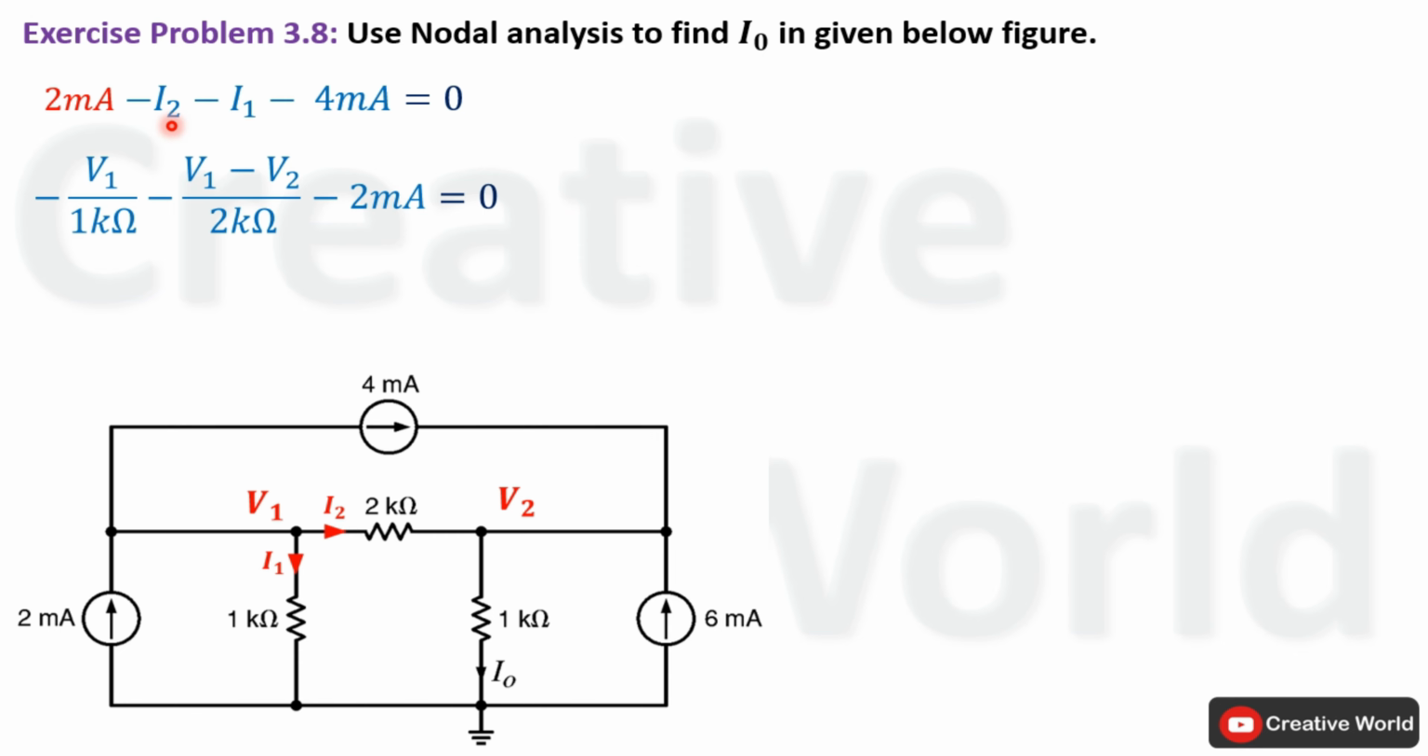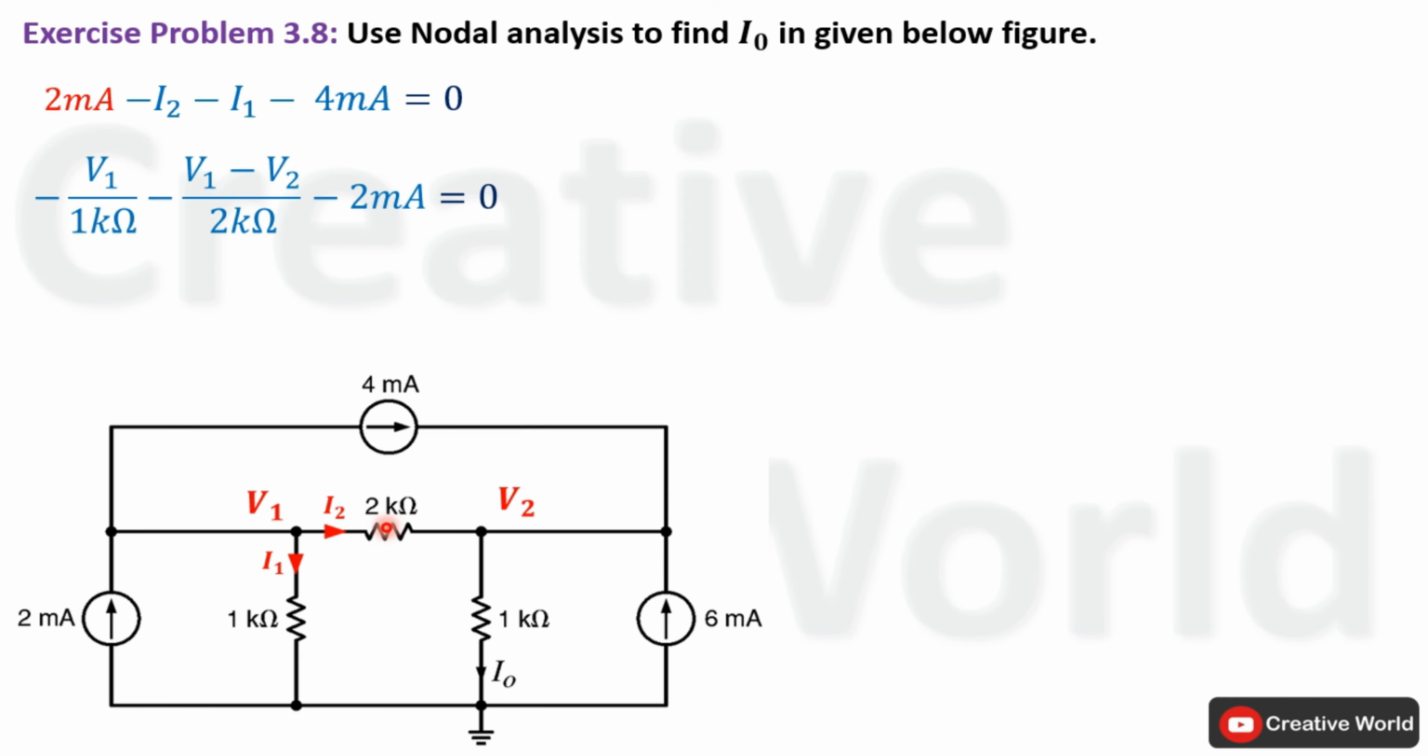Current I2 will be equal to V1 minus V2 divided by 2 kilo ohm. This resistance is connected between two non-reference nodes. So current through this resistance will be equal to the difference of these two node voltages divided by the value of resistance.